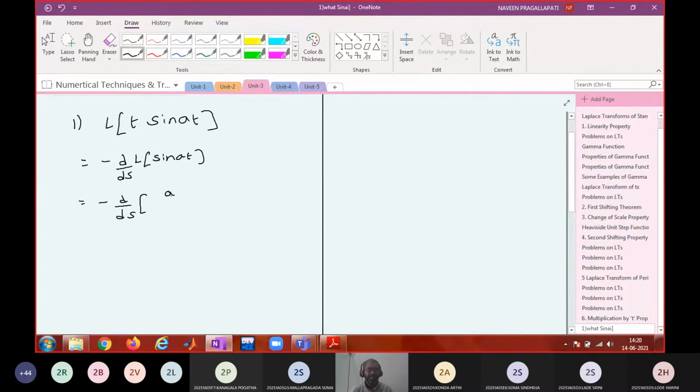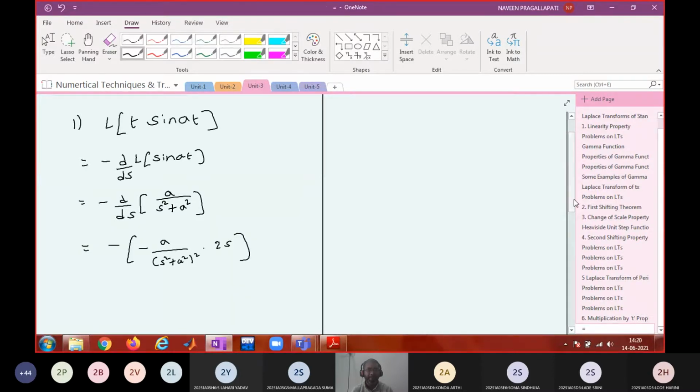a by s square plus a square. I said you need to remember the formula. Now simply differentiate it and tell me the simplification. This is minus a by s square plus a square whole square into the derivative of s square plus a square, that is 2s, right? So this is minus a by s square plus a square whole square into 2s.